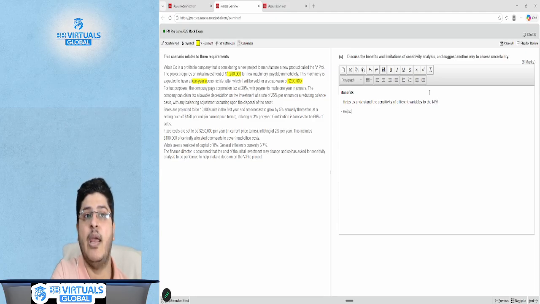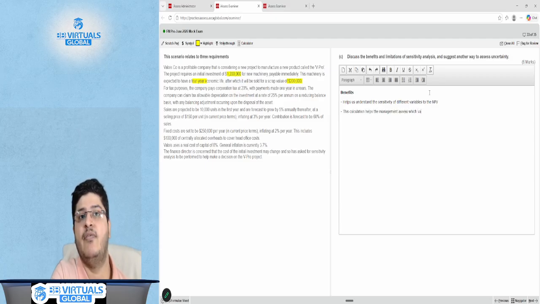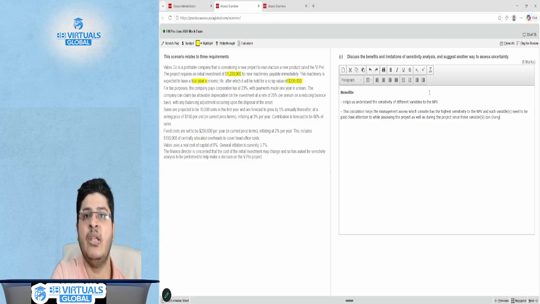How does this help? This calculation helps the management assess which variable has the highest sensitivity to the NPV, and such variable or variables need to be paid close attention to while assessing the project, as well as during the project, since these variables can change the NPV and hence the decision of the investment. Okay, that is how sensitivity helps.